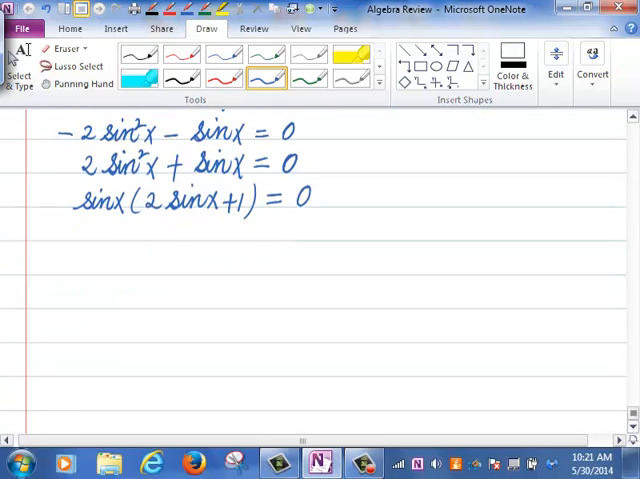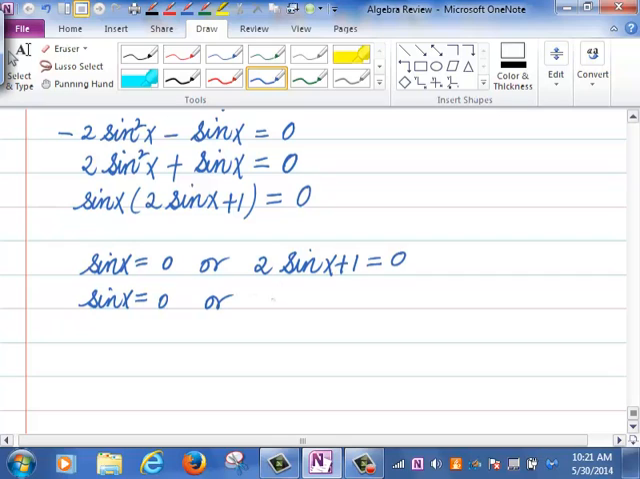Okay, so then I can say sine x is 0, or 2 sine x plus 1 is 0. In other words, sine x is 0, or here 2 sine x is negative 1. So sine x is 0, or sine x is negative half.